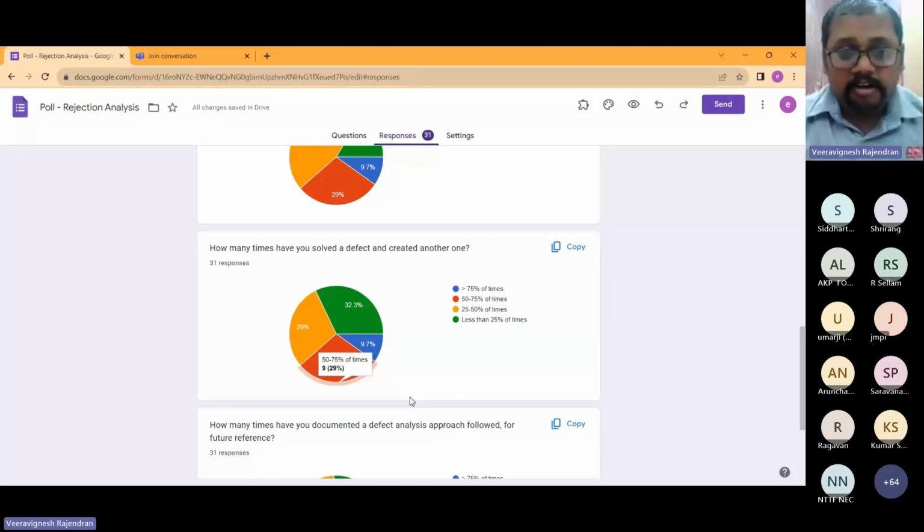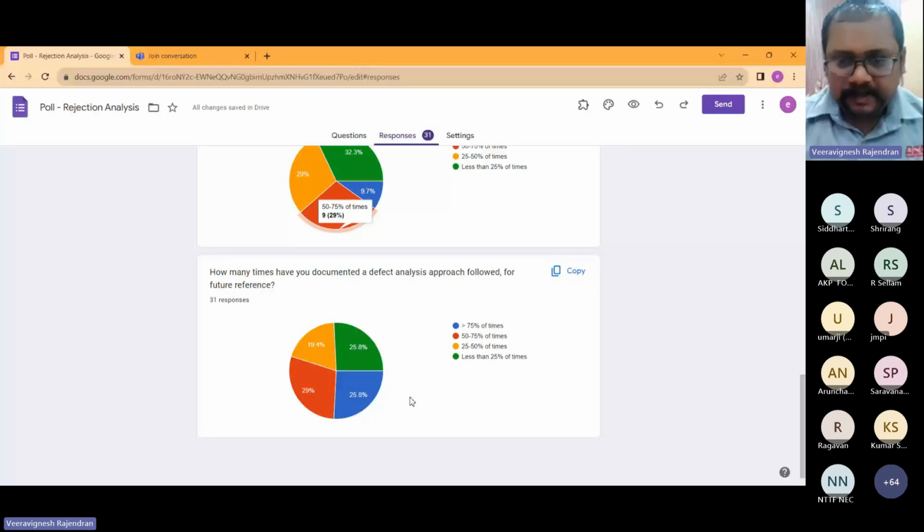Next, how many times have you documented a defect analysis approach followed, for future reference? If it is 25% each, that means only, say for example, only 8 people have told that they have documented the defect analysis approach most of the times. That means 75% or greater of their time. That means 7 or 8 defects out of the 10 defects they have analyzed or solved are documented. So the rest is 25, 25, 25. Everything should become blue, or it should be greater than 75%.